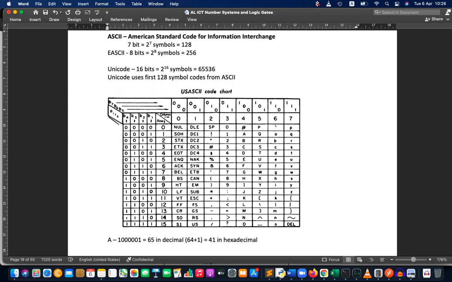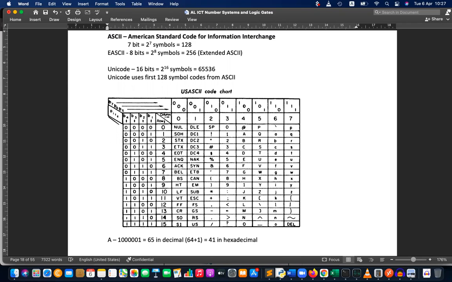This American Standard Code for Information Interchange has 7 bits, right? 7 bits means 2 to the power 7 symbols. But there is another one called Extended ASCII, because they think 7 bits is not enough. Therefore, Extended ASCII was used, and that is 8 bits. 8 bits means again 256 characters were possible.